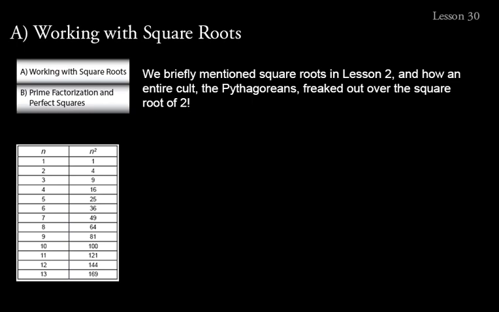Lesson 30 has two parts. The first part is on working with square roots, and we briefly mentioned square roots back in Lesson 2, and how an entire cult, the Pythagoreans, actually freaked out over the square root of 2. So let's not be like them and freak out about the square root of 2 or square roots themselves.